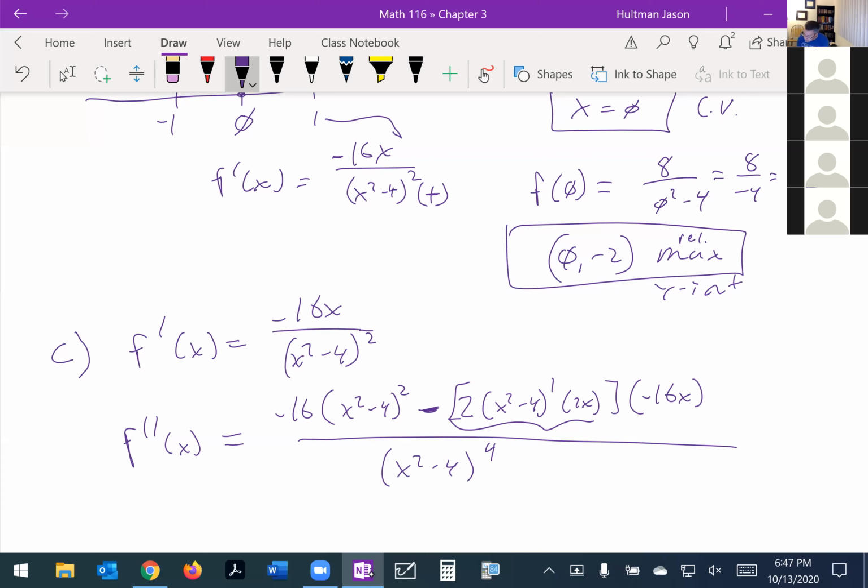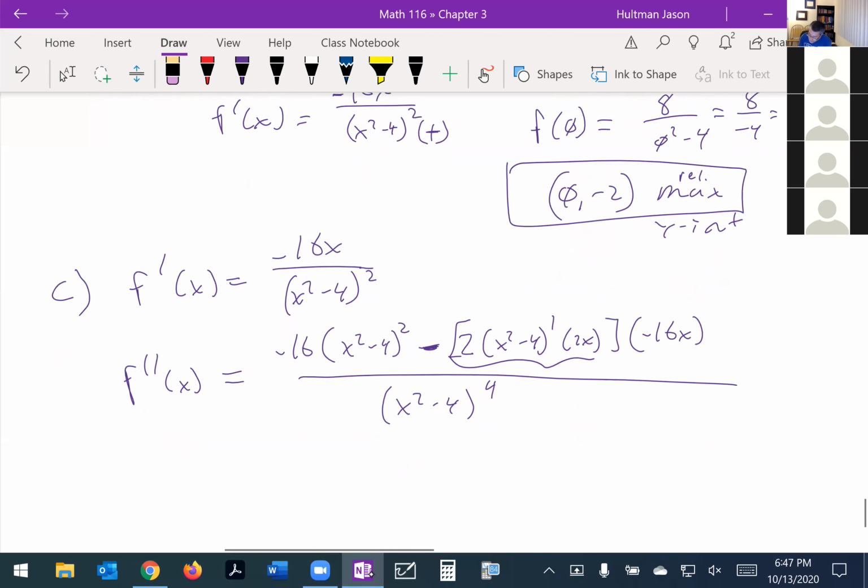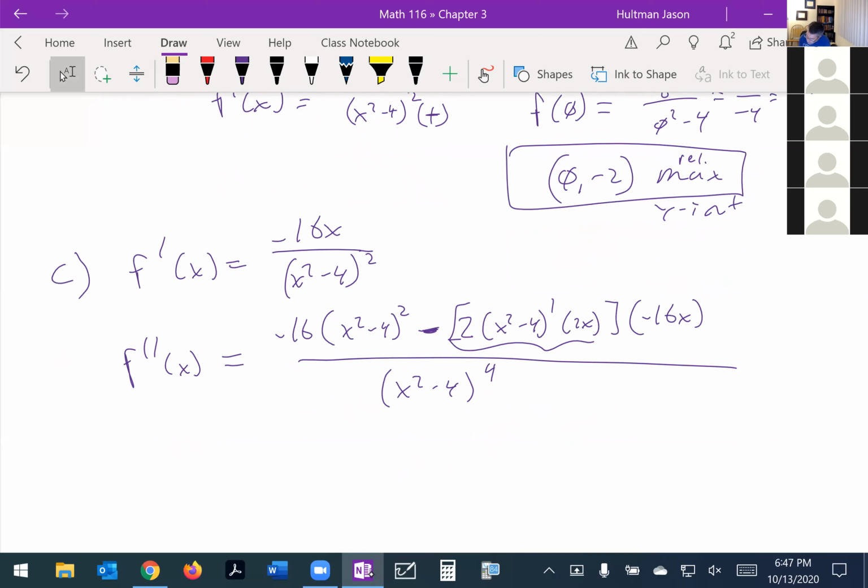And then we want to do what? We want to set this equal to 0. We could probably simplify this first if we really wanted to. So we could say this is negative 16 times x squared minus 4 squared. This is going to be negative 2 times 2x times negative 16. So that's 32, 64, positive 64 x squared times x squared minus 4.